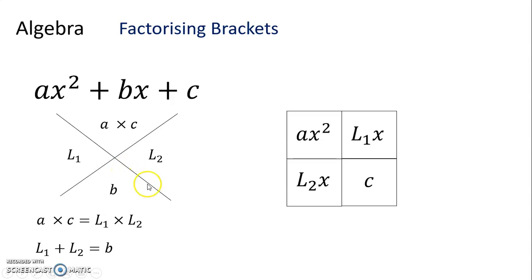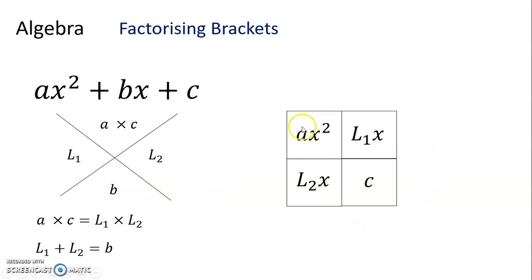So when you're setting up the Xbox, this here is the x, and we put in this top bit here the number in front of the x squared multiplied by the constant, so a multiplied by c, and then in the bottom part of the Xbox, we put the value that's in front of the x, the b, here down in the bottom of the x. And then we're looking for two numbers which go in the left and the right hand side of the x that will multiply to give us the value here and add to give us the value here. So this will make more sense when you see an actual example.